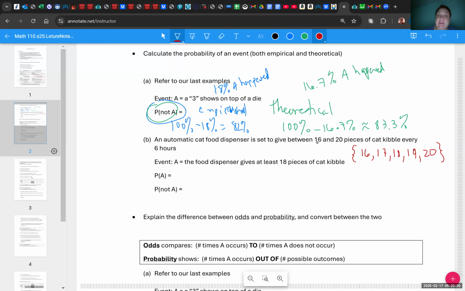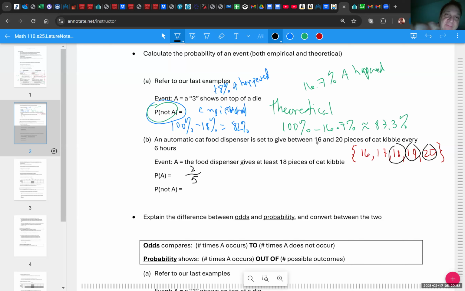All right. So how many of these are at least 18? Well, at least means 18 or more. So here's at least 18. That's 3 things that match our event, 3 things where the dispenser gave at least 18 pieces of cat kibble. I said candy, I guess my cats think of cat kibble as candy, maybe. So 3 out of those 5 is at least 18 pieces of cat food. And so our probability would be 3 out of 5.